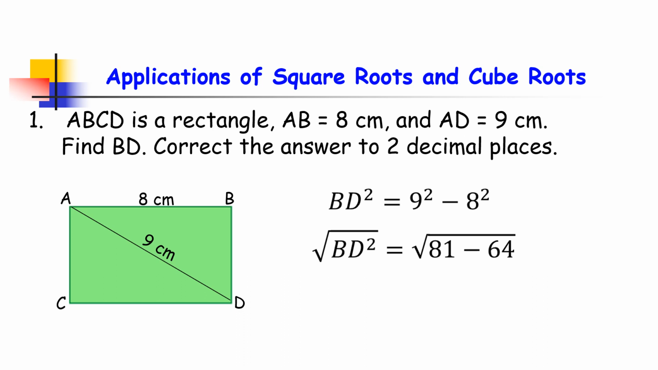Then in solving for BD, we are going to extract the roots of both sides of the equation. Then we can cancel the radical symbol, square root and the power of 2. So we will be getting BD equals square root of 17, because 81 minus 64 equals 17. And if you want to simplify it further, using your calculator, it is equal to 4.12 centimeters. But because you are not allowed to use a calculator inside the classroom, I will just accept square root of 17 centimeters. So either of the two will do.